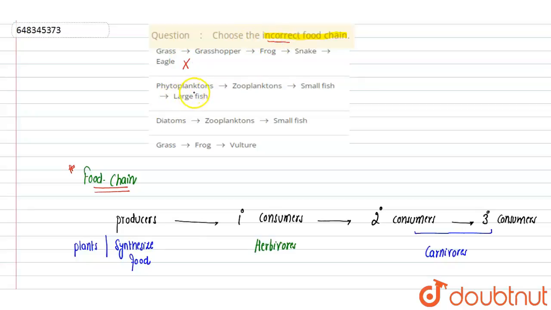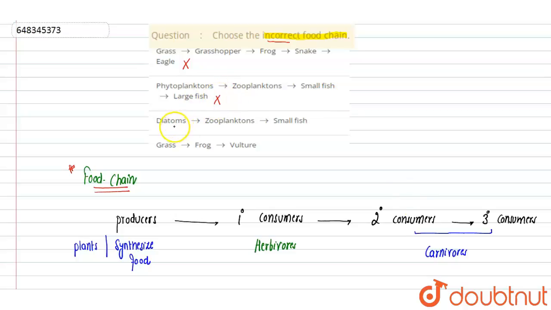Next is phytoplankton. Phytoplanktons are the plants which live in the water, so this is an aquatic food chain. Phytoplanktons are producers, again correct. Then zooplankton feed on the plants, so they are herbivores, primary consumers. Then the zooplankton is eaten by the small fish, which becomes the secondary consumer, and the large fish becomes the tertiary consumer. Again a correct food chain.